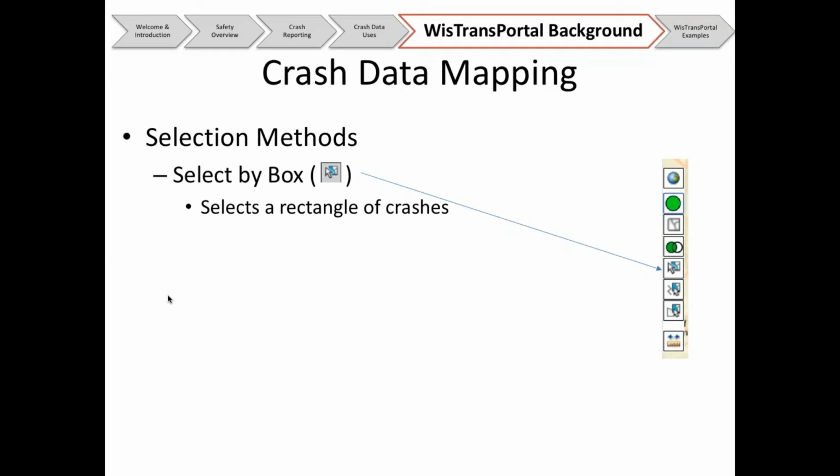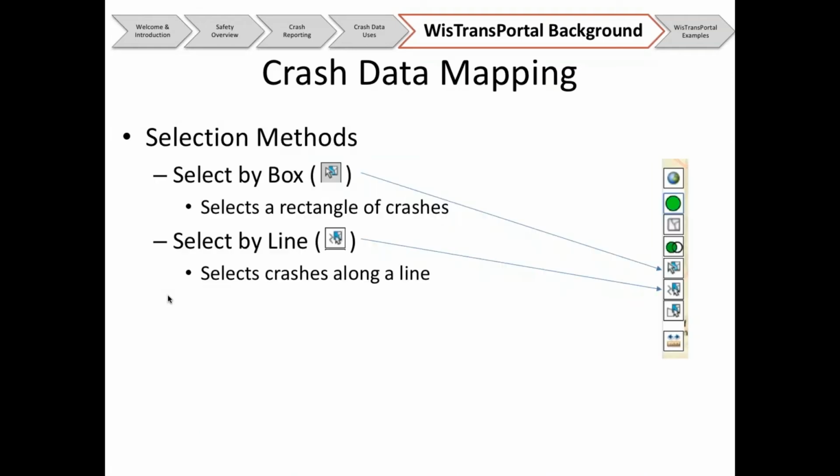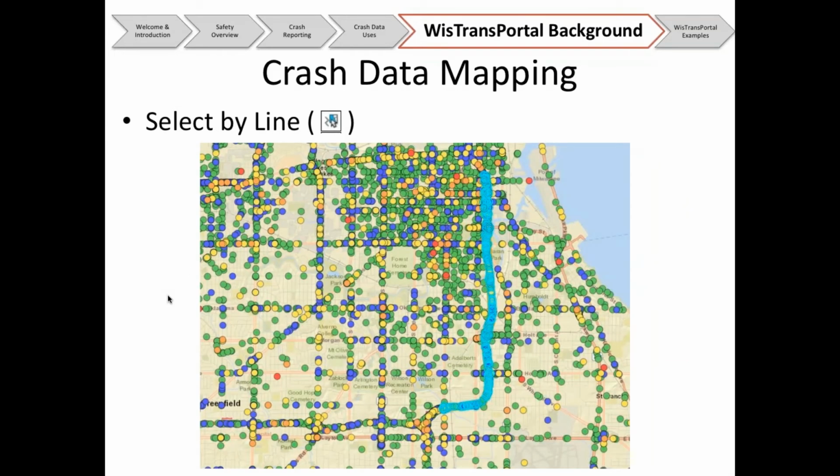I can select by a rectangle of crashes, by a box. So just by dragging and then making that box as large as I want it to be. I can select by a line, so I can select crashes along a line. So I can just keep clicking down and then following that roadway down if I want to look at it that way.